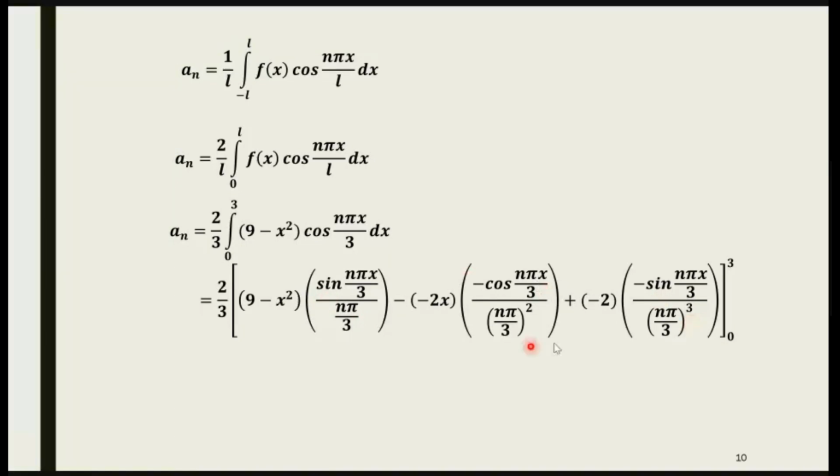Now put x is equal to 3 and x is equal to 0 in this. See what remains. Is it 0, Anurag? Sin n pi is 0, right? Sin n pi is 0. Just calculate the value of an.